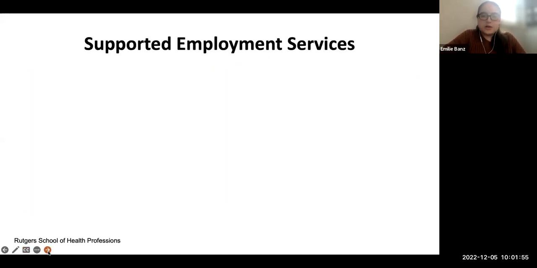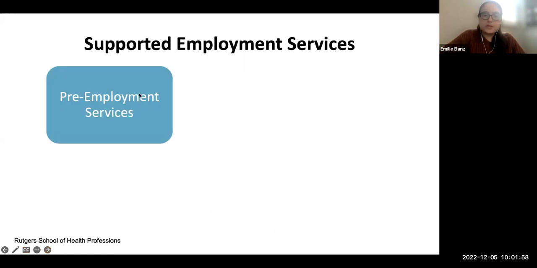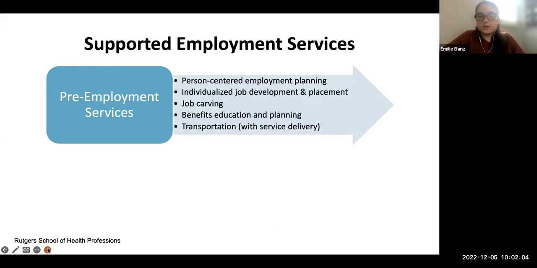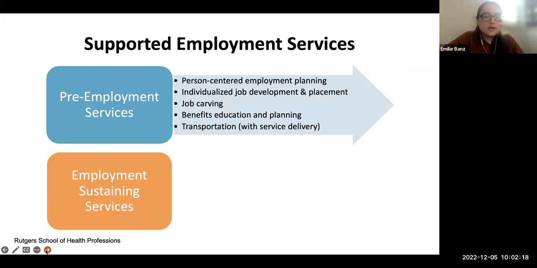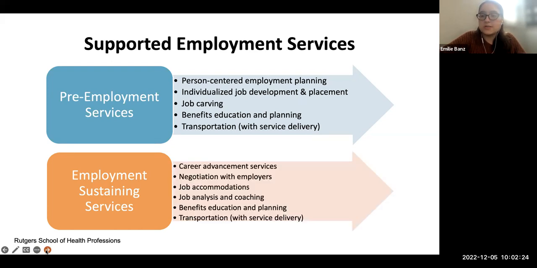So in thinking specifically about supported employment services, we're looking at some of these pre-employment services, right? So we're thinking about person-centered employment planning, individualized job development and placement, some job carving, benefits education and planning, and transportation with service delivery. And then once the person has attained a job, we're looking at those employment sustaining services. So we're thinking about career advancement services, negotiation with employers, job accommodations, job analysis and coaching, benefits education and planning, and then again, transportation.